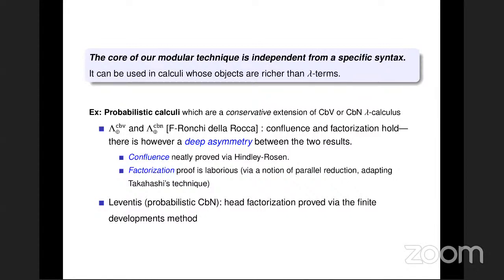One such calculus is the one that we introduced with Simona. In the calculus, we proved confluence and factorization, which we call standardization, but there is a deep asymmetry between the two results. Confluence is proved very neatly via Hindley-Rosen, and factorization is laborious. You need to define a parallel reduction of the extended calculus, and then we adapt Takahashi's technique. A similar amount of work is in Leventis' probabilistic calculus. You prove a head factorization for the probabilistic calculus via finite developments, but the proof is equally laborious.